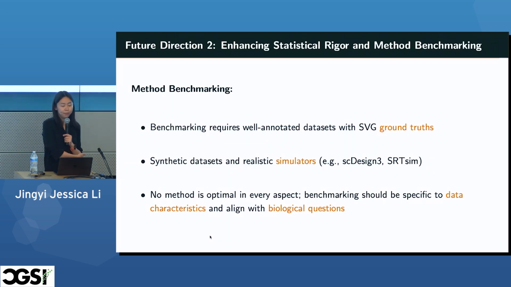All right, so method benchmarking. What I see as a particular challenge is the lack of ground truth, right? What is a true SVG? People may have different opinions, and we do not have enough well-annotated data sets to do the benchmark. Therefore, synthetic data sets can be a compromise or alternative, and there have been some simulators developed by us and other people. But the take-home message I want to say is that no method is optimal in every aspect. Therefore, method benchmarking should be specific to data characteristics like technology and biology, and align with biological questions. What do you want to do with the genes?